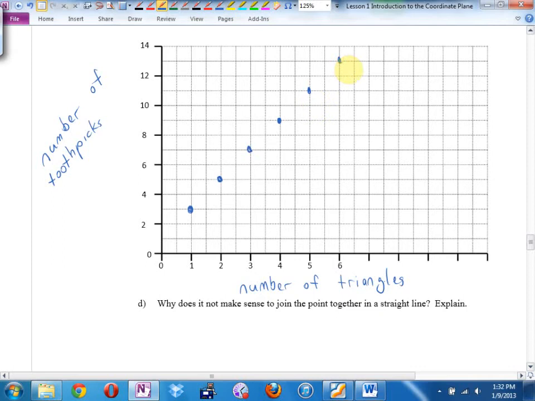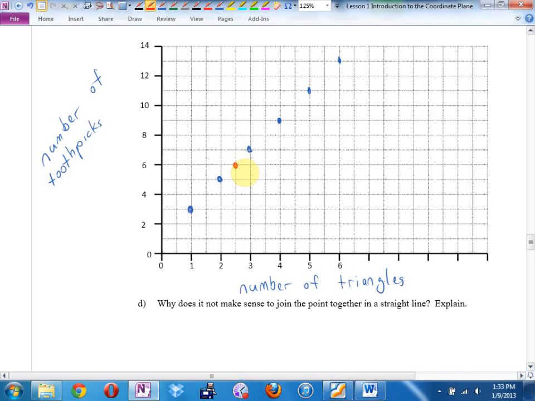What kind of a shape do those form? What kind of a pattern do you see? It's a straight line. Now, don't connect them. Here's why. Would it make sense for me to say that that was a point on this graph? Why wouldn't it make sense? How many triangles am I saying that is right there? 2.5. Can you have 2.5 triangles? You can have one triangle or two triangles or three.